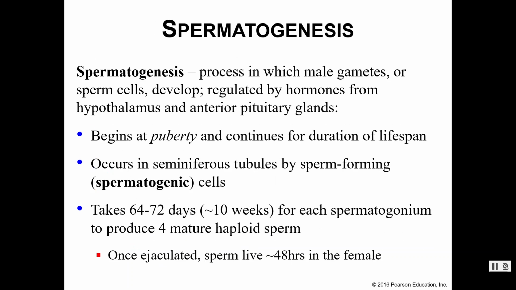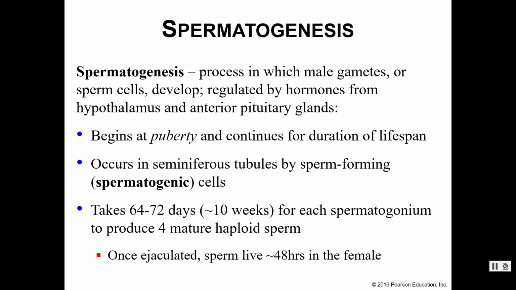So we're going to talk about how to make sperm, and then we're going to talk about how to make eggs. So spermatogenesis. This is how we're going to make male gametes, the sperm cells. This is highly regulated by hormones from the hypothalamus and the anterior pituitary gland. Sperm production does not begin until puberty, but it will continue for the duration of the lifespan of the male that we're talking about. So we don't start until puberty, but will continue for the rest of their life.